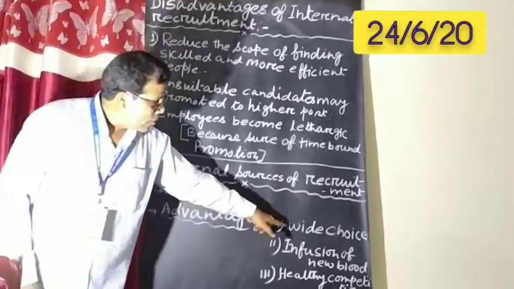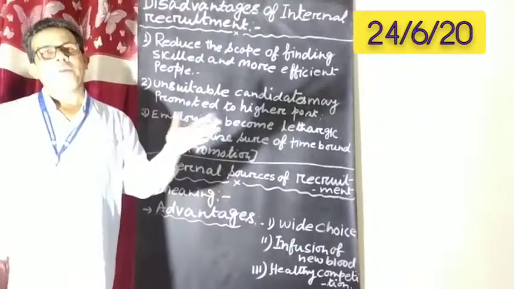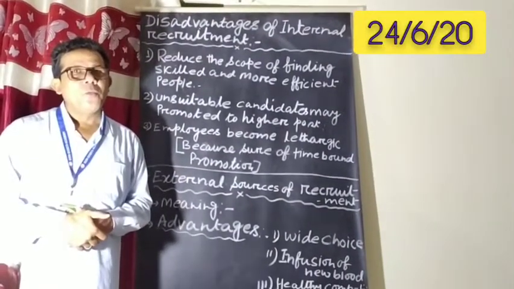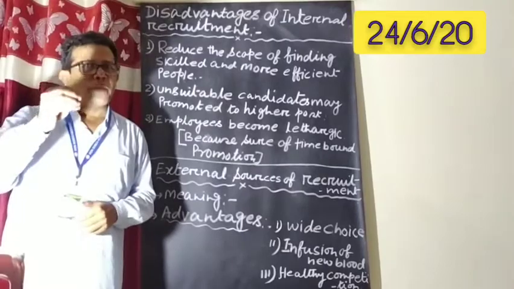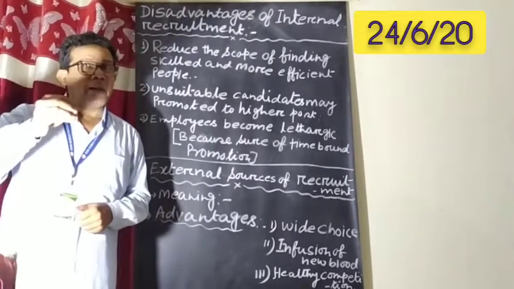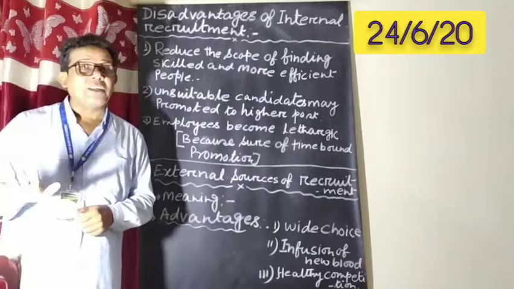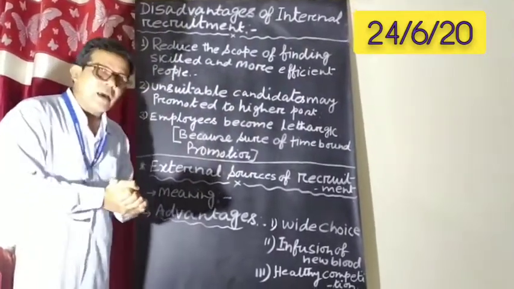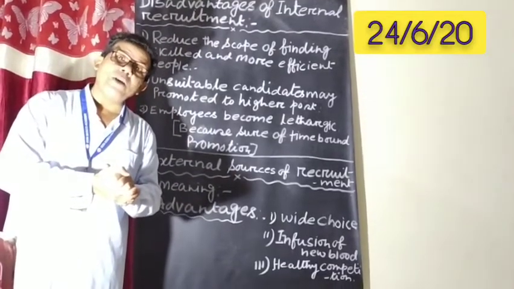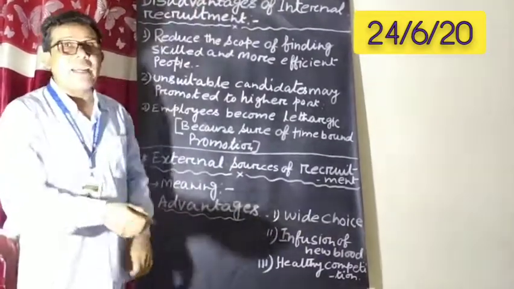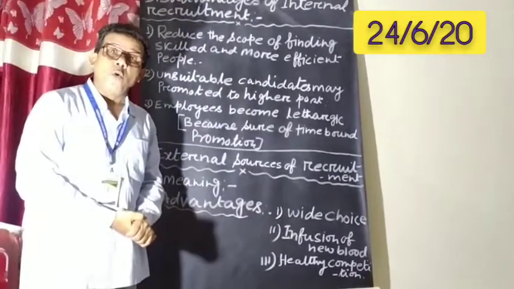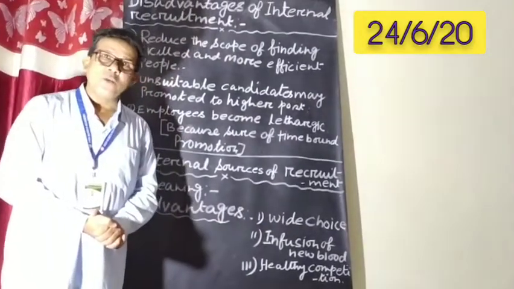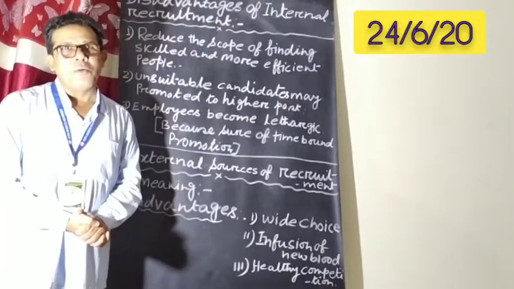But the first one: wide choice. All of us know the meaning of wide choice. Because in the definition I told you, external sources of recruitment means you are motivating people from outside the organization, that means anyone can apply for a particular post. And when anyone can apply, your pool of candidates will be more. And when the pool of candidates is more, you have a lot of choice. Whom to take?